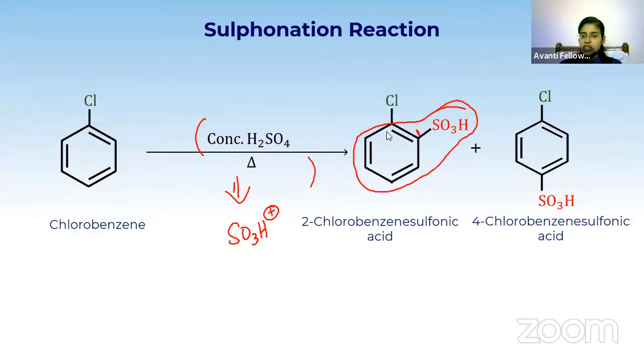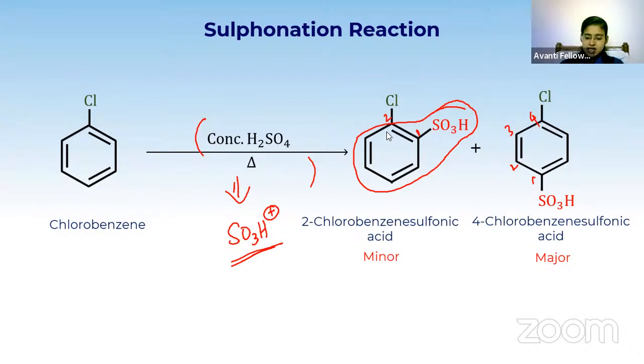And this is taken as 1 and this is taken as 2. So at the second carbon, I have chloro. So it is 2-chloro-benzene sulfonic acid. And here it is 4-chloro-benzene sulfonic acid. Okay. Ortho is minor and para is major. Who is the electrophile? SO3H plus is the electrophile. This is the third reaction.